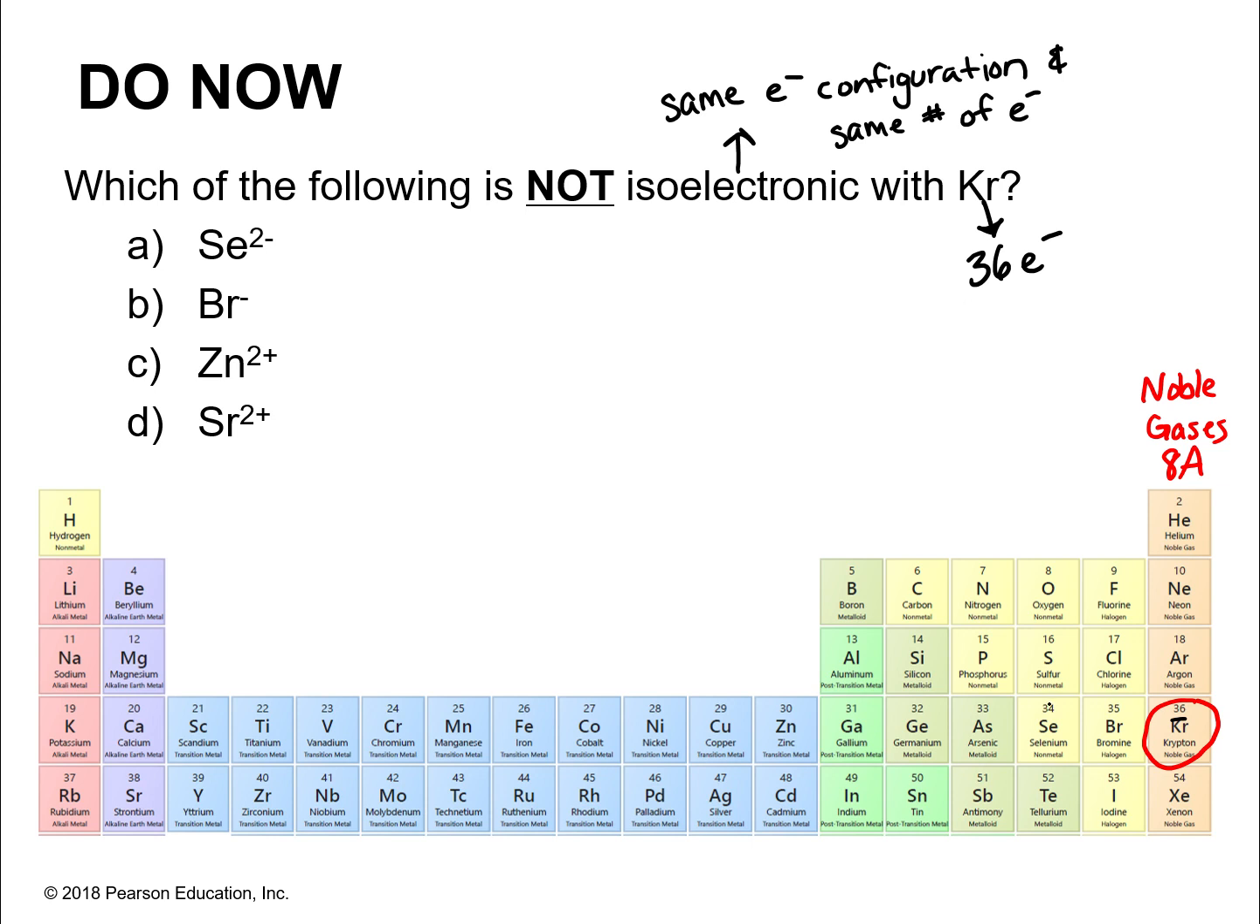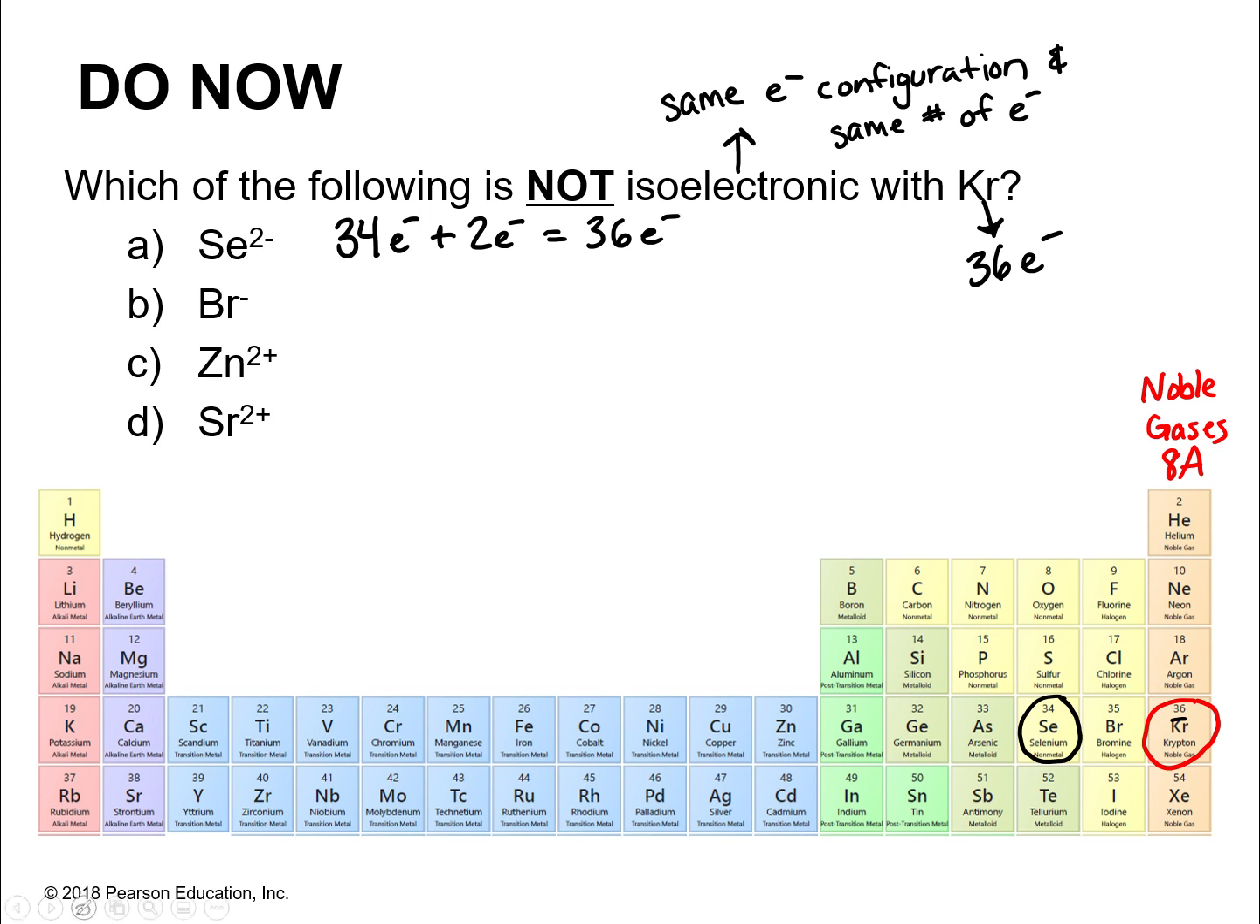We'll start with selenium 2-, which is right here. On its own, just a neutral atom, it would have 34 electrons. But the charge is 2-, so that means that it gained 2 electrons to become an ion. It's a nonmetal, so it gains electrons to become an ion. So it has 36 electrons, just like krypton does. So that one is isoelectronic.